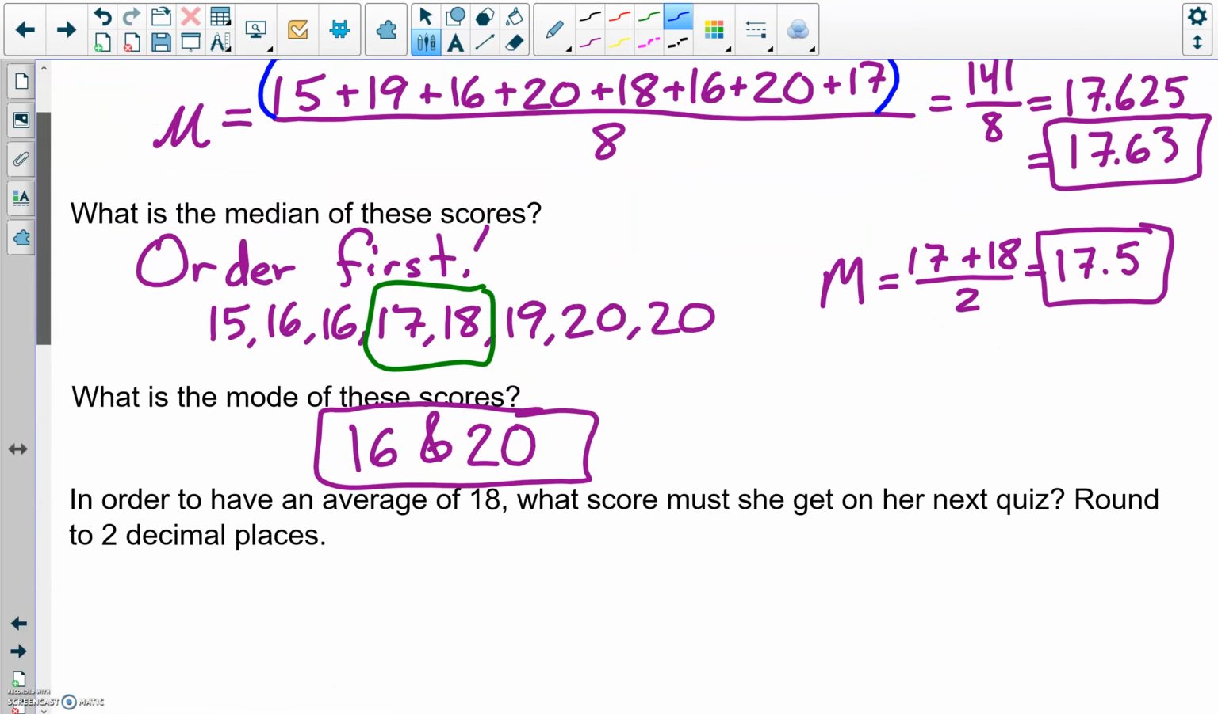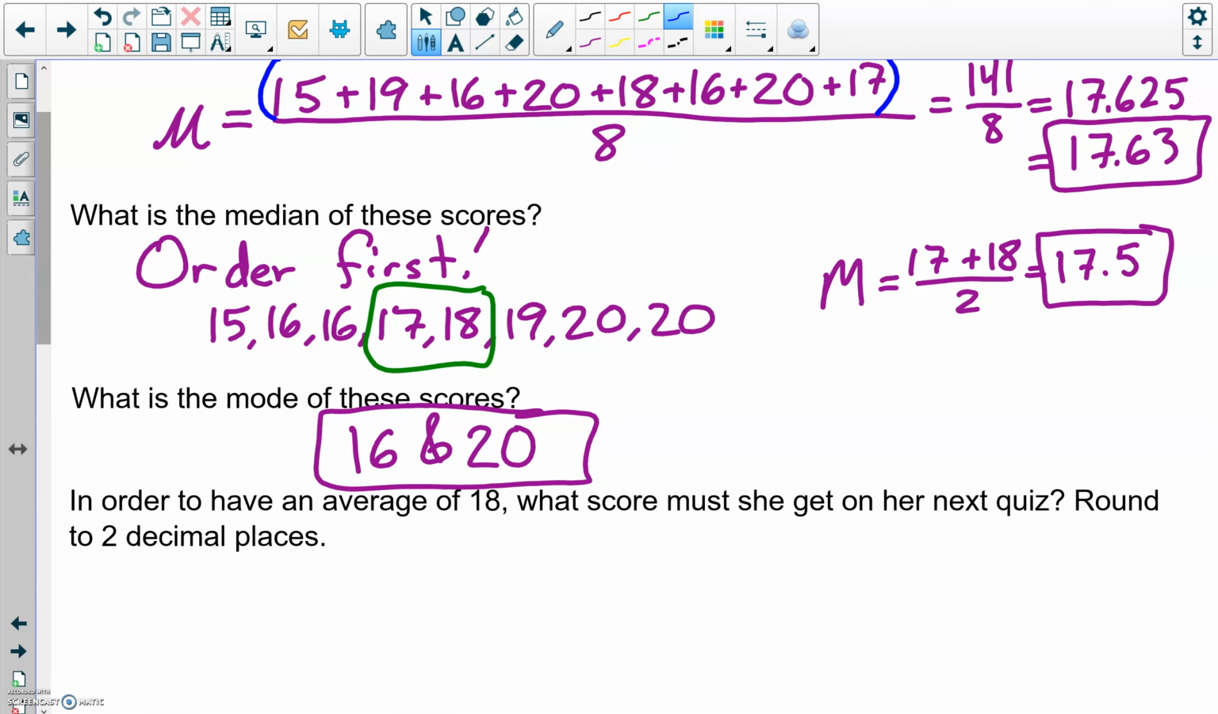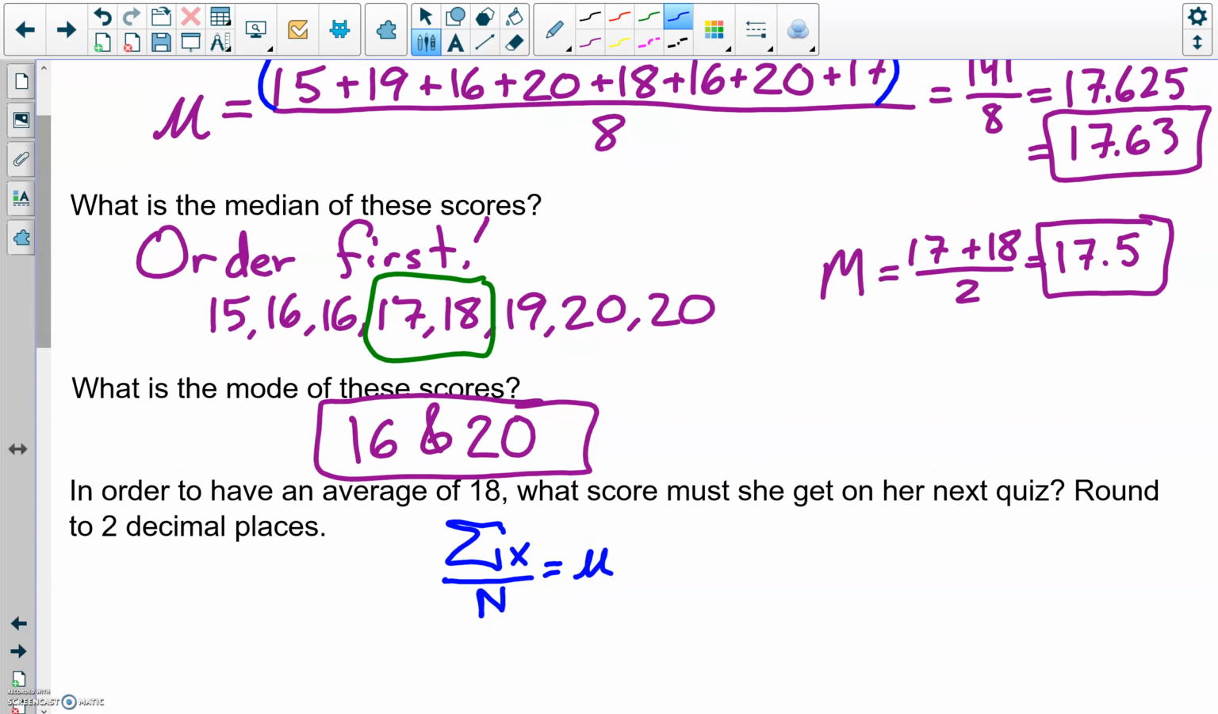All right, so this last one here: in order to have an average of 18, what score must she get on her next quiz? We're going to round this to 2 decimal places if need be. What I'm going to do is fall back to the idea that I want the average to be 18. So I'll set up this little formula where the sum of all the test scores over the n needs to equal the mu, and start plugging things in.